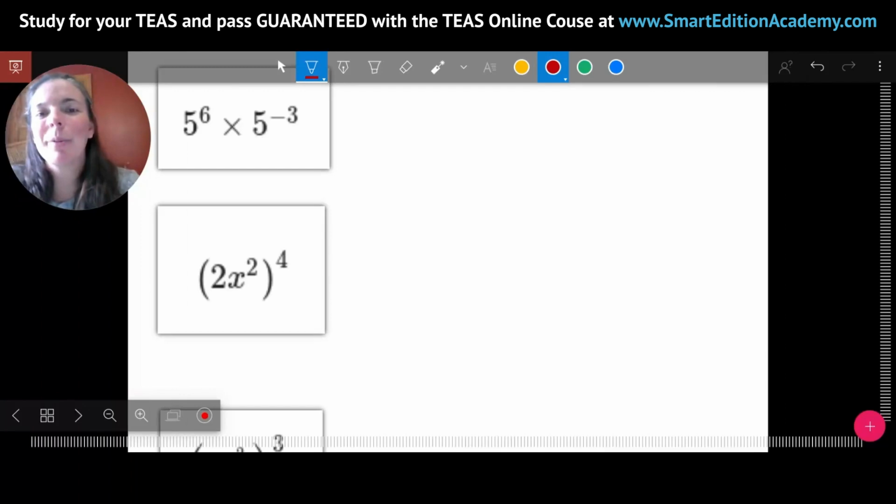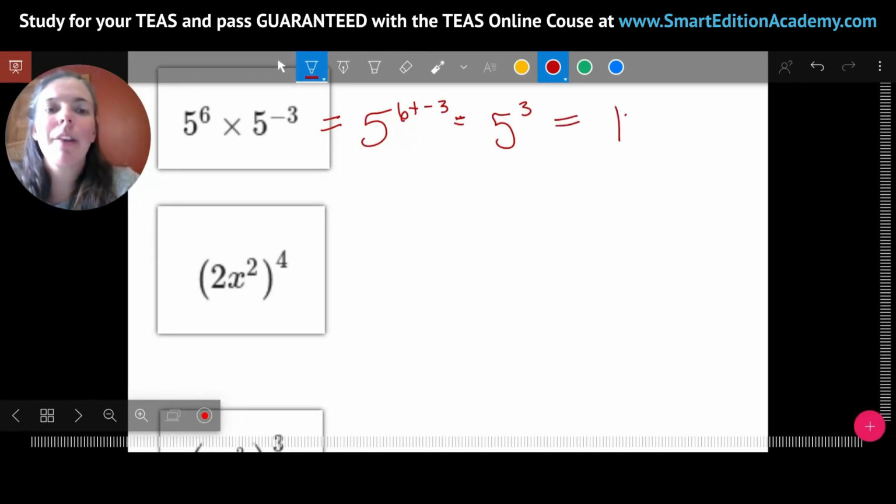Okay, so let's look at those examples. 5 to the 6th times 5 to the negative 3rd. So this is the product rule. We are multiplying exponents that have the same base. So I just keep the base and add the exponents. 6 plus negative 3. 6 plus negative 3 is really just 3, so 5 to the third power, which we could actually simplify if we wanted to. 5 times 5 times 5 is just 125.